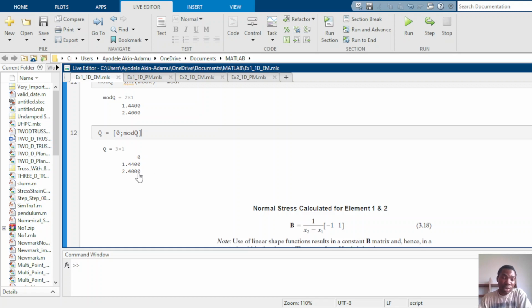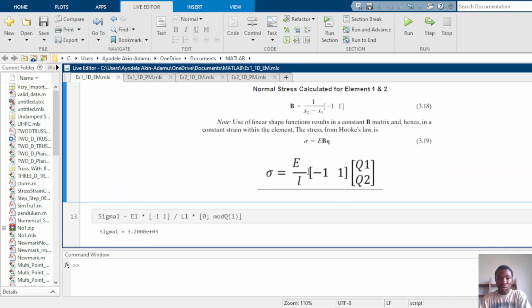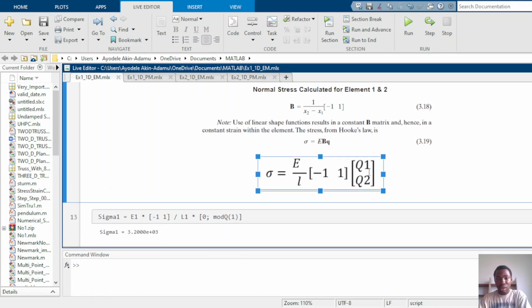I'm going to compare this result with the manual calculation so that you appreciate and better understand the meaning of these values here. After we have determined our displacement vector, the next step is to determine the stresses in each of the elements. We have two elements in our problem, element 1 and 2. We use this general formula. In this formula, L is the length of each element, E is the Young modulus.